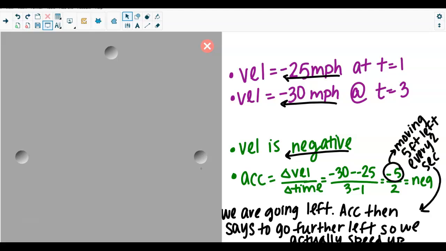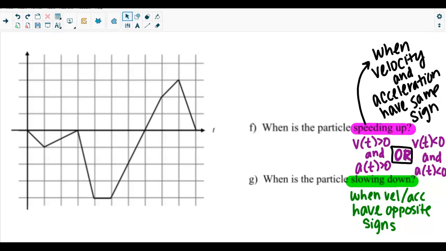So anytime acceleration and velocity have the same sign, you are speeding up. So what we want, those positive, we can do positive first. The positive velocities are right here. But acceleration also has to be positive, and acceleration is the derivative of velocity. So we basically want to say, where is the slope of velocity positive?